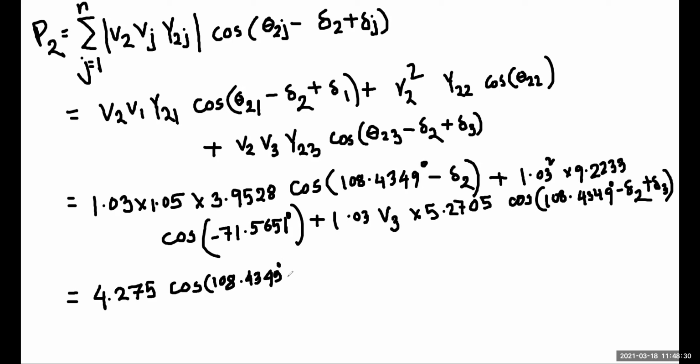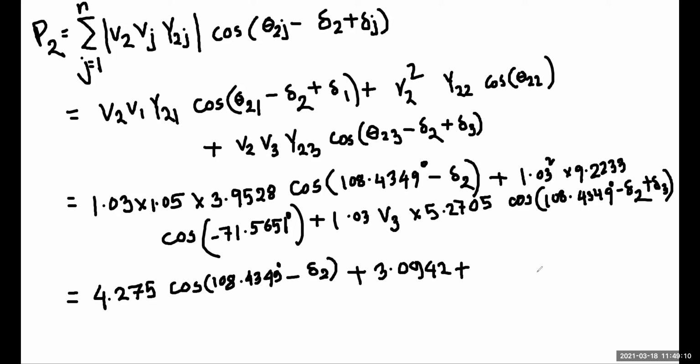We will keep it like this. Done. Now plus this one, let's put it in the calculator. 1.03 square into 9.2233 into cos, because the value is known here, minus 71.5651. Your value is 3.0942. That's it. That's the value.